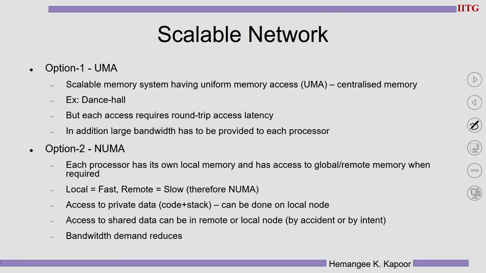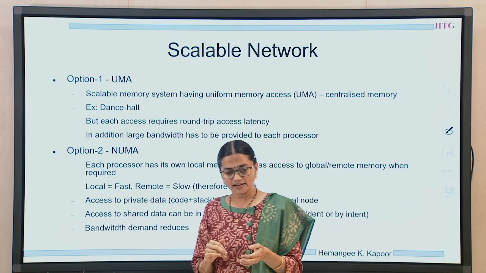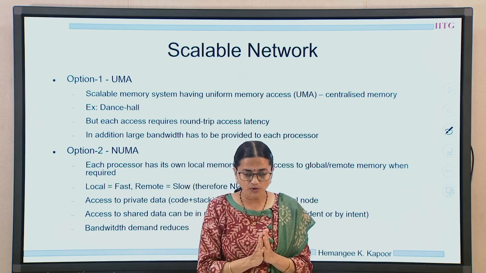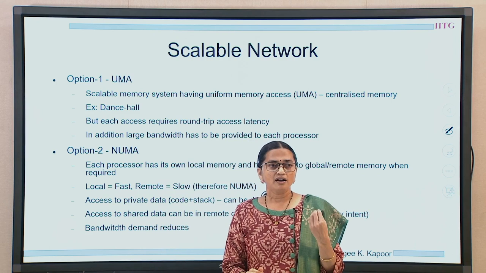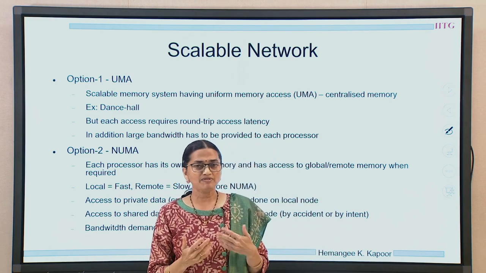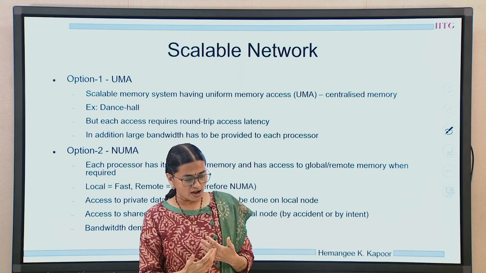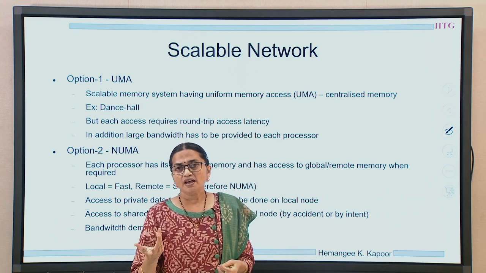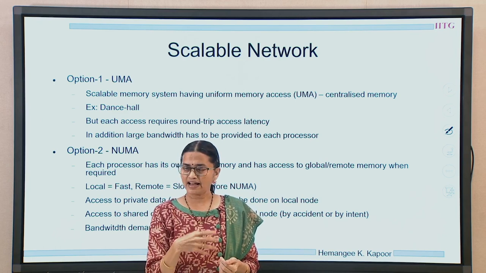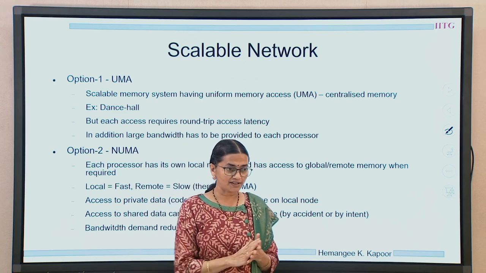The second one is the opposite of this: non-uniform memory access, or the NUMA architecture. Now, what does this word non-uniform tell us? That the memory access time differs for every processor or every location. So we cannot say that it is going to take a fixed time to access the memory every time. It may be faster, it may be slower. Now when can it be fast or slow? Given that the memory is closer to the processor, I can access it fast. If it is far, I access it slowly.